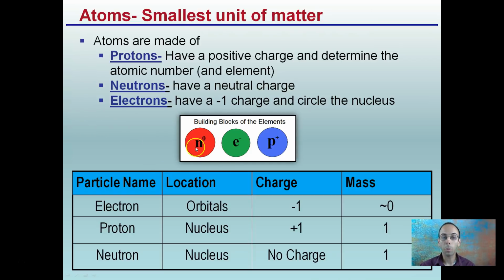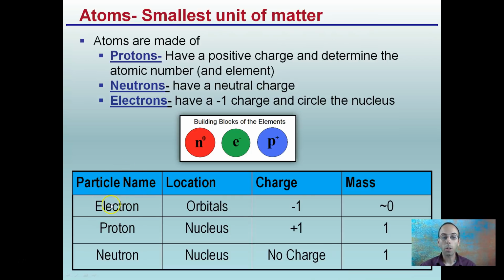Typically we'll see them labeled like this, with neutrons with a 0 indicating a neutral charge, electrons with the e and the minus sign indicating a negative charge, and protons with the plus indicating a +1 charge. An excellent table to go over, review, and commit to memory would be this one right here.